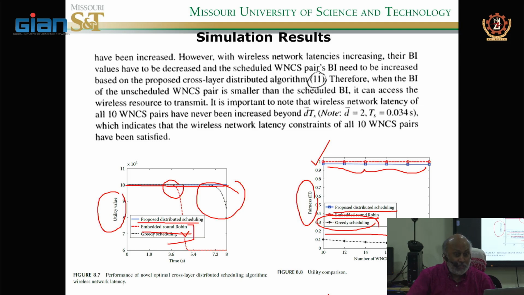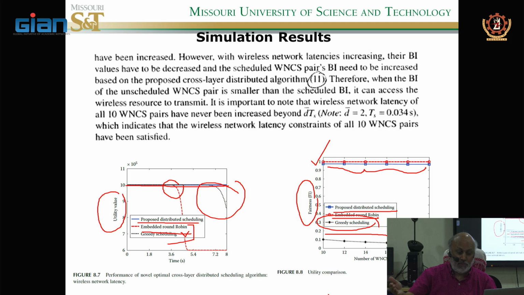In greedy scheduling, why is it low? Because not everyone gets to transmit. It doesn't matter how much data you have; you don't transmit. Somebody is telling you that you've got to wait. In the temple case, the poor guy waits for 7 hours.